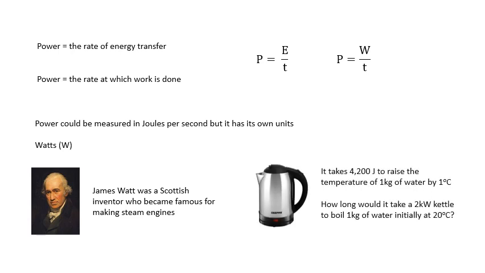Let's do a little question now. It takes 4,200 joules to raise the temperature of 1 kilogram of water by 1 degree centigrade, because that's the specific heat capacity of water. Now, how long would it take a 2 kilowatt kettle to boil 1 kilogram of water, which starts off at 20 degrees centigrade? So work out the amount of energy first, and then work out the time. And I'll show you the answer. Have a go yourself. I'll show you the answer in 3, 2, 1.